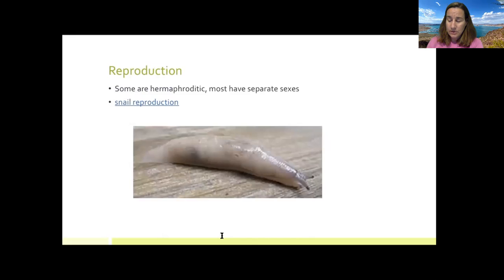Reproduction in gastropods. Hermaphroditic for most of them.